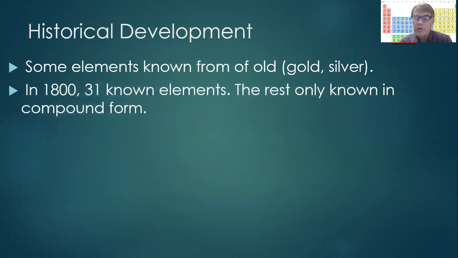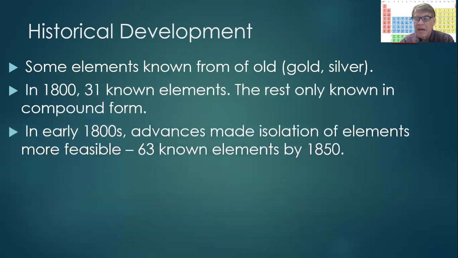Now, you might be surprised to know that in the year 1800, only 31 of the elements were known, that is, in their elemental form. Obviously, they were around in compound form, but if you don't know chemistry, you can't see beyond the compound to the elements that make up the compound. And so there were only 31 elements known in the year 1800. Now let's move forward to 1850. By the year 1850, there were 63 known elements. So we added 32 to our knowledge bank.